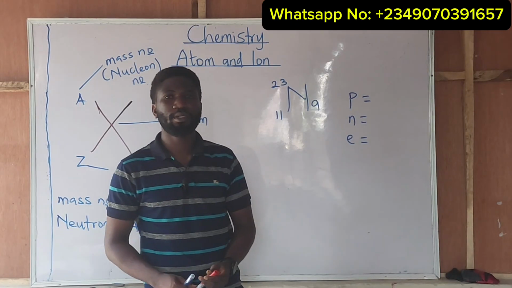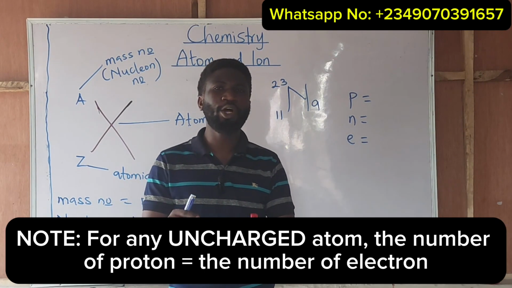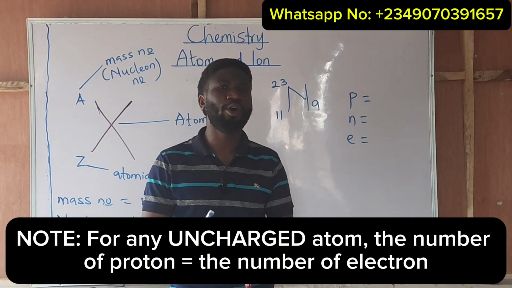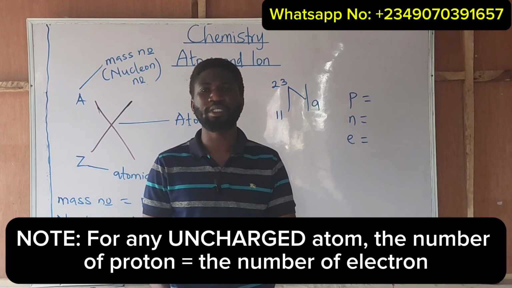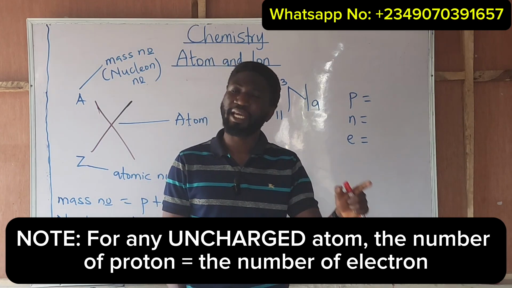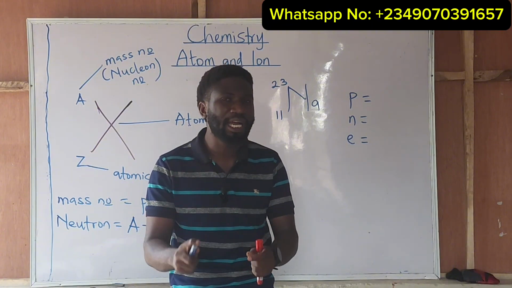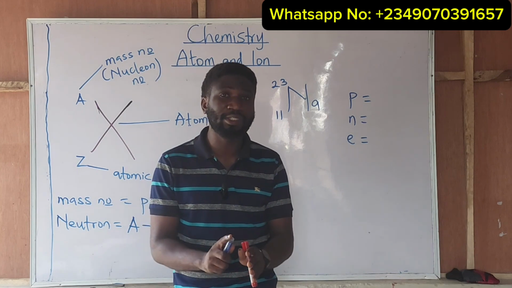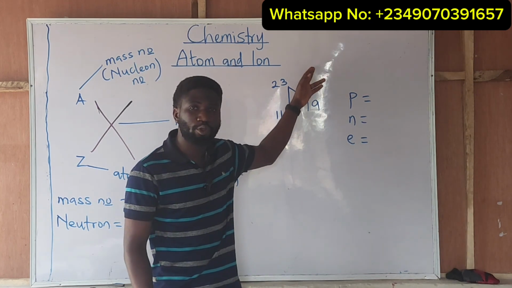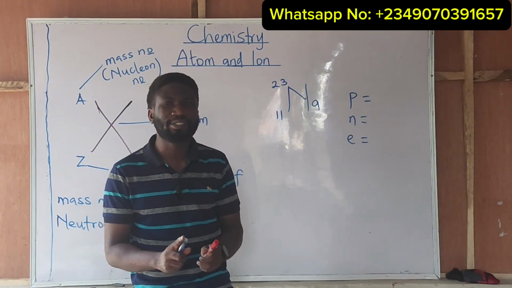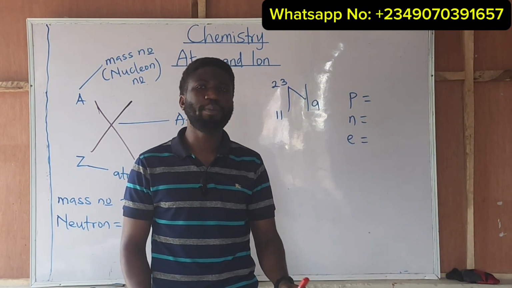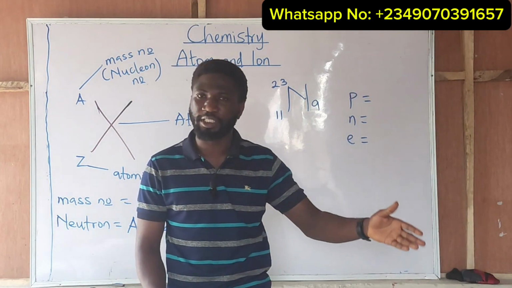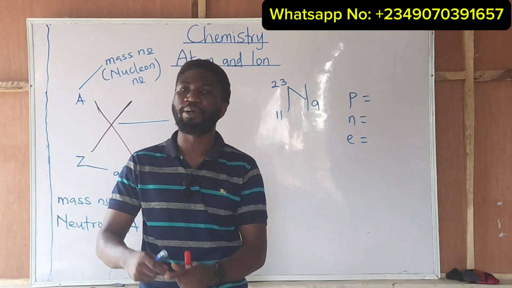Before we continue, please take note of this, that for any uncharged atom, for any atom that has no charge, the number of proton is always equal to the number of electron. If you have an atom that has no charge, just like this now, no plus, no minus, the number of proton, which is the atomic number, representing the position of elements in the periodic table, is always equal to the number of electron.